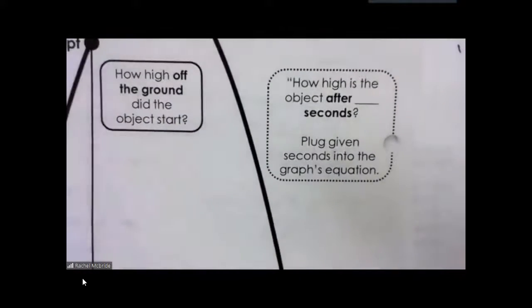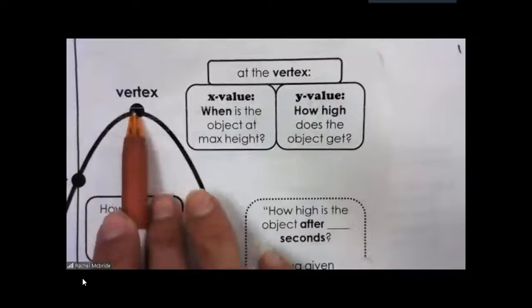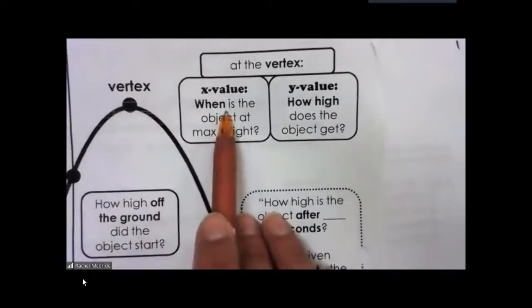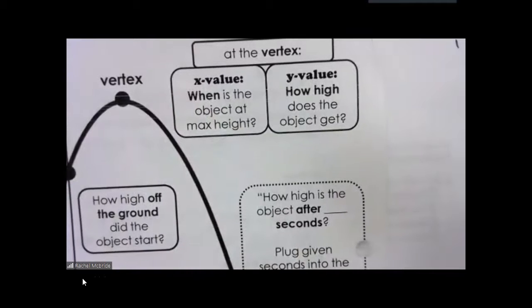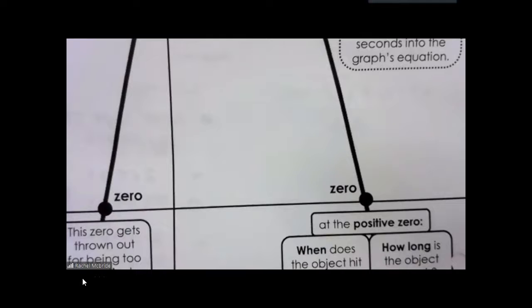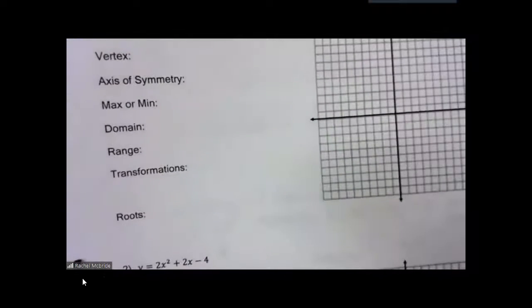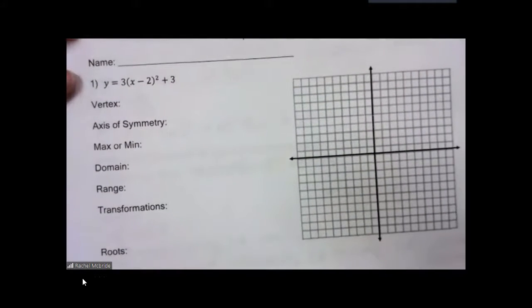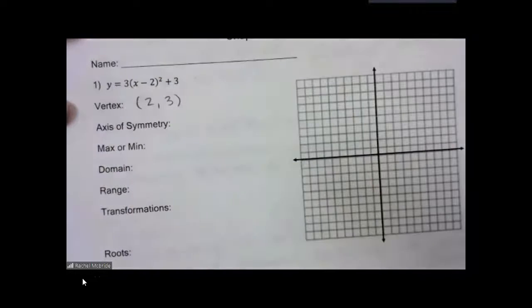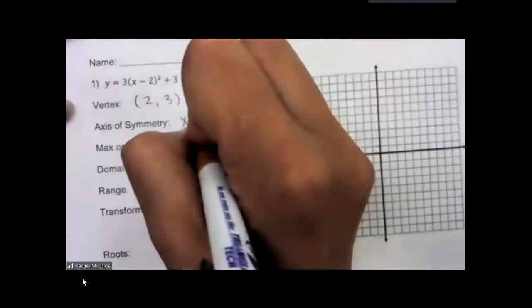Okay, on the back page is all your key terms. So what is the vertex? It is the x and y value at which an object is at its max height or min height, depending on if it opens up or down. The zeros are where it crosses the x-axis. So if you are graphing, this is in what we call vertex form. The vertex would be 2, 3. The axis of symmetry is x equals 2.